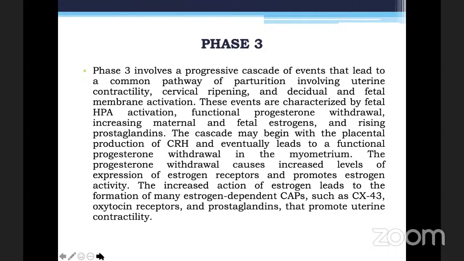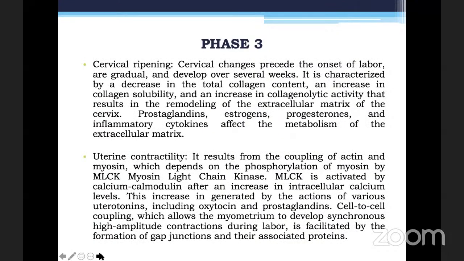During cervical ripening, there would be cervical changes that would precede the onset of labor, and they're gradual and develop over several weeks. It is normally characterized by a decrease in the total collagen content, an increase in collagen solubility, and an increase in collagenolytic activity that results in remodeling of the extracellular matrix of the cervix. Hormones like prostaglandins, estrogens, progesterones, and inflammatory cytokines would affect the metabolism of the extracellular matrix.